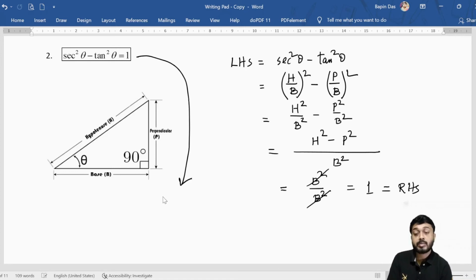This is pretty important, it comes to use so frequently. Keep in mind all these three identities. The ones I'm telling you now are very important. The first one I've shown you already, that is sin square theta plus cos square theta equal to 1. Second one is this one, sec square theta minus tan square theta equal to 1. Third one is going to come. Have patience for 2 more minutes.